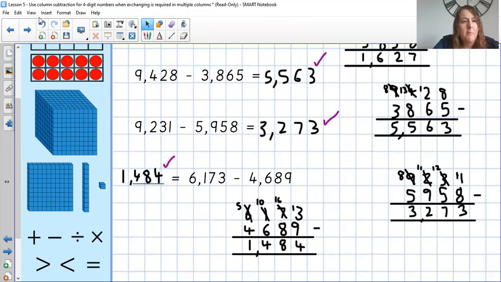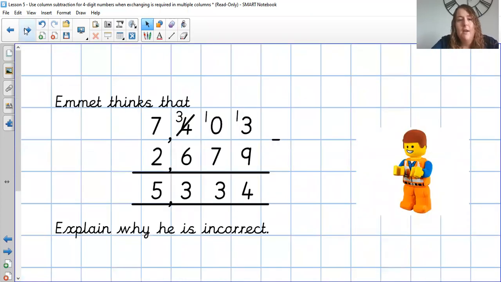But let's see what Emmett's problem is now then. Okay, Emmett thinks that this is correct, but why is he incorrect? So again, if you want to have a pause, you can have a go at this yourself. If not, we'll go through and we'll see if we agree. Okay, so the number he had originally, he had 7,403. So we've seen that first of all, he tried to do 3 take away 9, which he couldn't do.